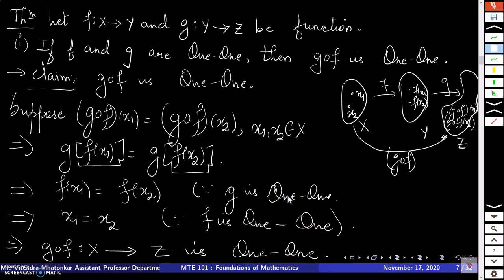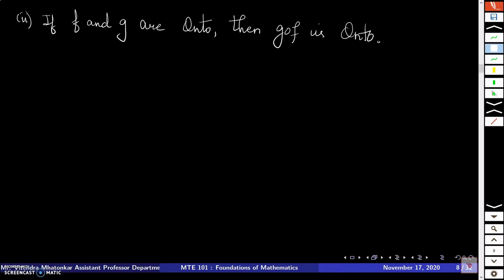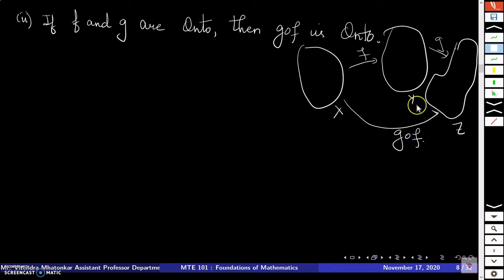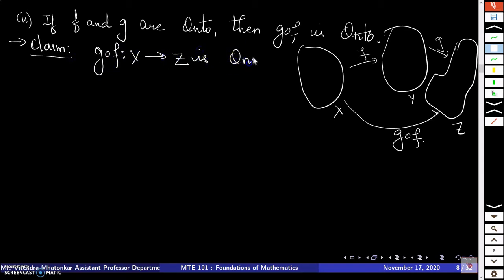The second one is a similar result for onto functions. If f and g are onto functions, then their composition G composite f is also onto, provided it is well defined, of course. So if this is your set x and f is a map from, let's say, x to y, and g is a map from y to z, and I'm talking about the composition from x to z, that's G composite f. Our claim is that G composite f, a map from x to z, is onto.